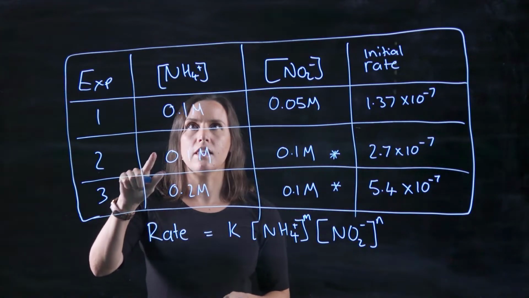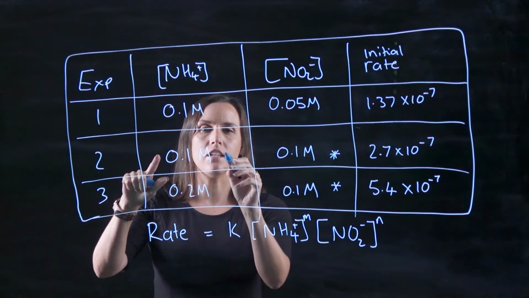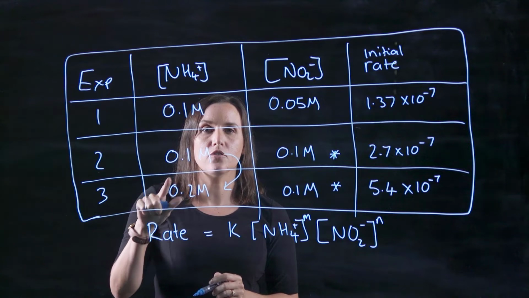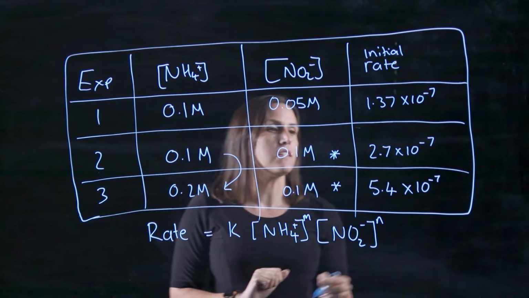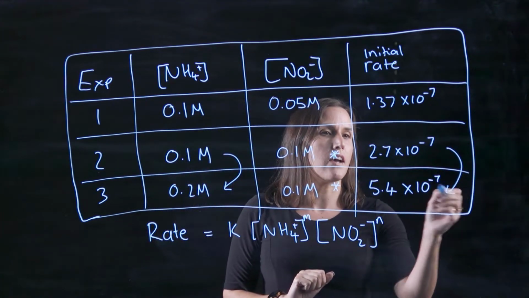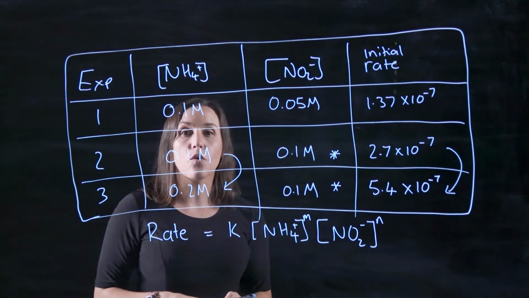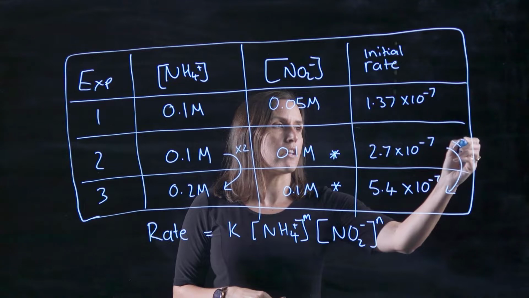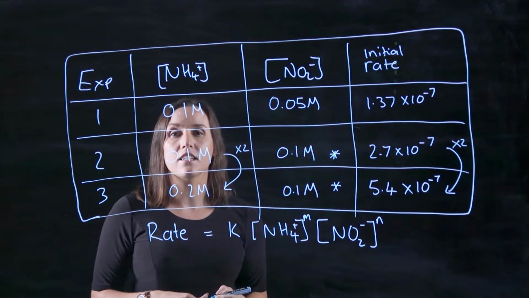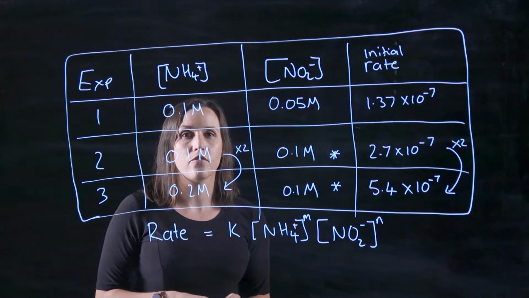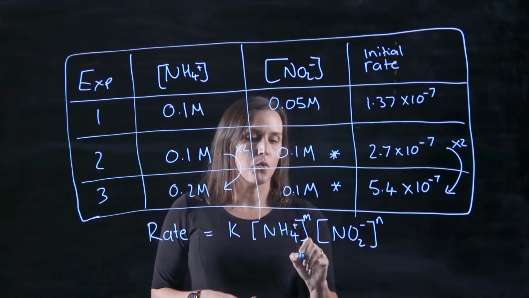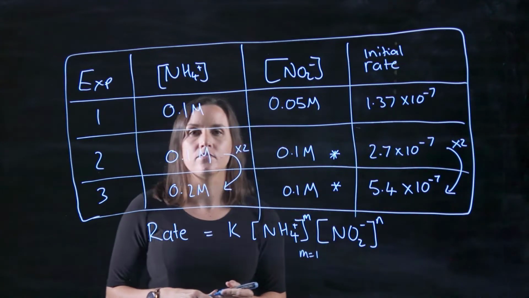And if we look at the NH4 plus, we can see that there is a doubling. So we've doubled the concentration of the NH4 plus, and we have a look here at that rate, and that is also doubling. So when this is going up by 2, and this is going up by 2, that indicates that it's a first order reaction. So M here would equal 1.